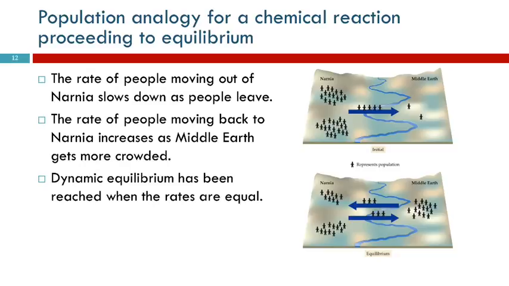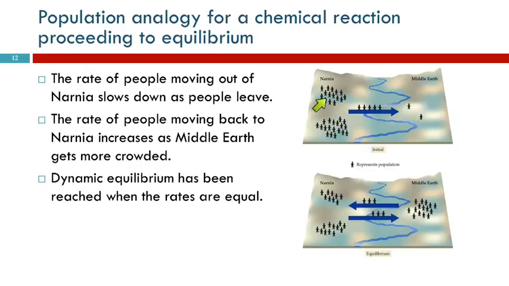So an analogy for this involves population. I love this one. So here we have a map, and we've got Narnia on this side and Middle-earth on this side, and there's a river that forms the boundary between them. So initially, let's say that there's a lot of people living in Narnia. The population is high. It's fairly dense. There's very few people living in Middle-earth.